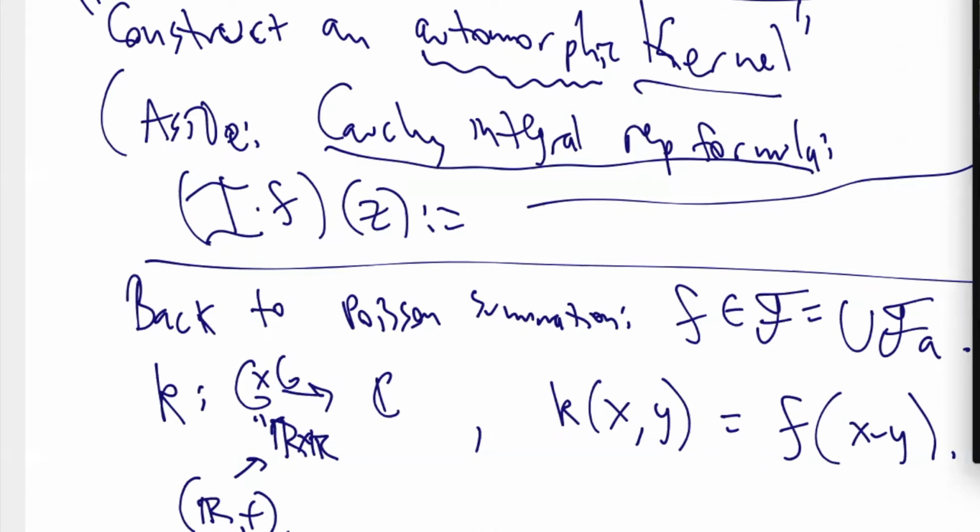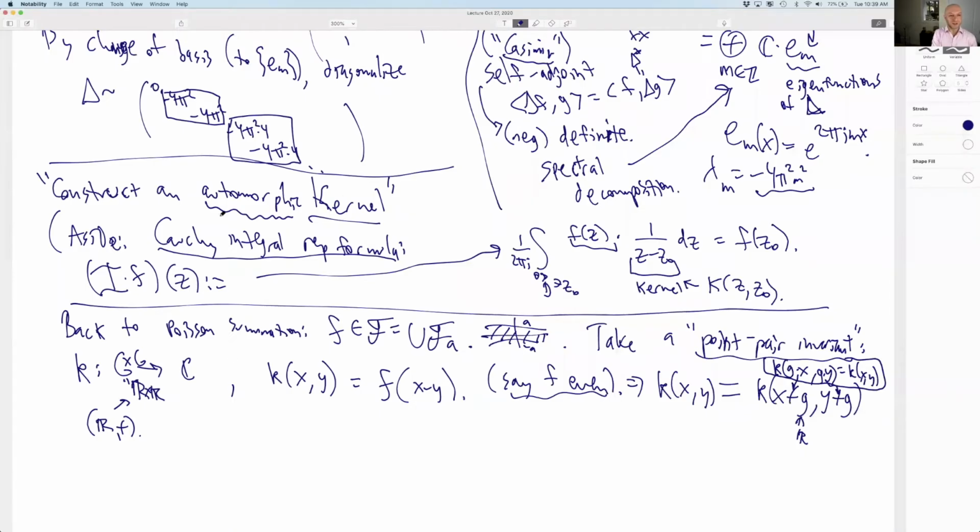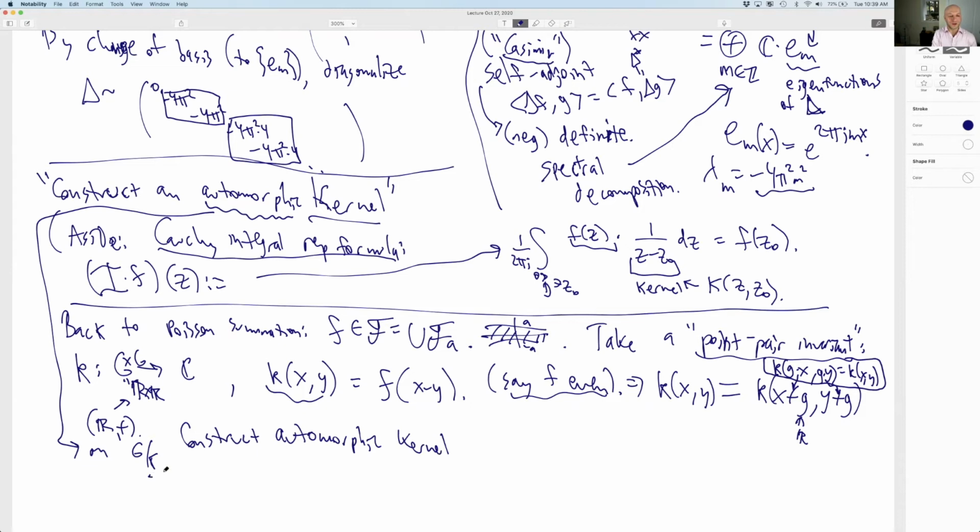Now this is not an automorphic kernel. This is a kernel on G. To be automorphic means to live on the quotient G mod gamma. So how do we construct our automorphic kernel from our point pair invariant? Automorphic means it remains the same when it's changed by an element of the discrete group. Automorphic kernel, big K.